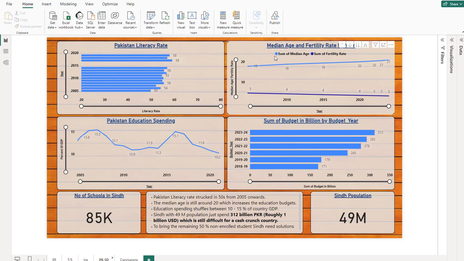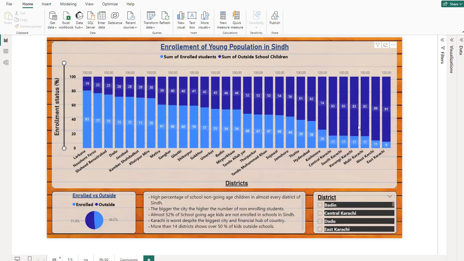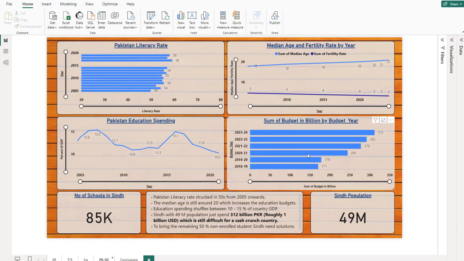And then we had the median age. If you see here, the median age in Pakistan in 2024 is somewhere around 21, which means that half of the population is still less than 21 years old, which means that most of them should be in school. And if we see the data, we know that there are significant areas where over 90% or over 80% of people are outside the school.